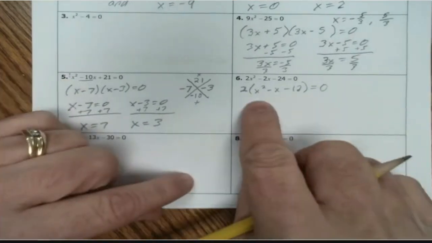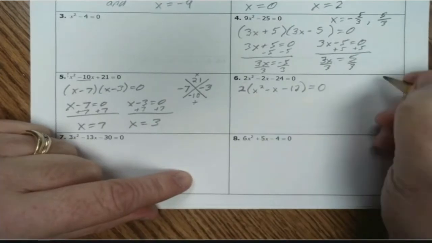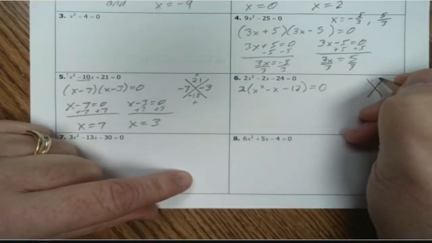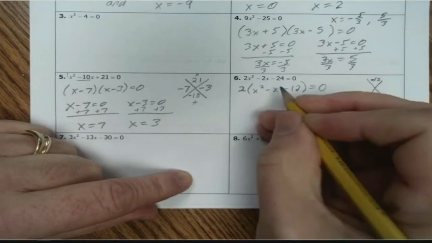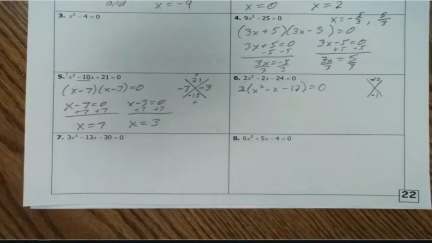Now we factor what's inside here. Again, a coefficient of 1, so we need numbers that multiply to be negative 12 and add up to be negative 1. Multiply to be negative 12, add up to be negative 1.